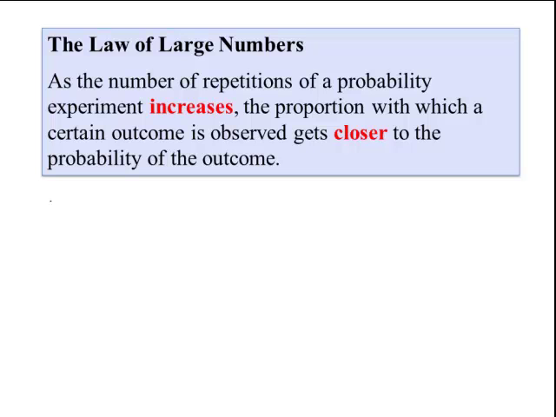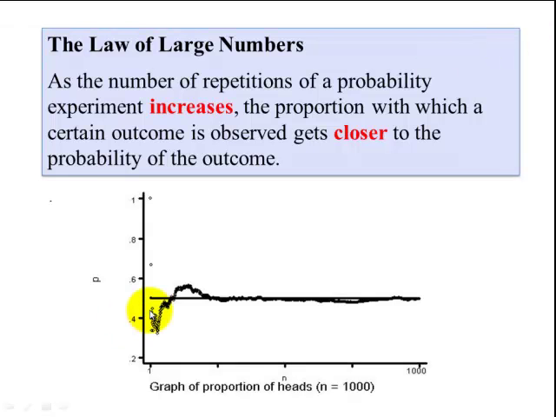theoretical probability. So here's a graph of flipping a coin, and we see a lot of variation here early on, but as we increase the number of times that we flip the coin, the more this experimental probability gets closer to the theoretical probability of 1/2, 0.5.